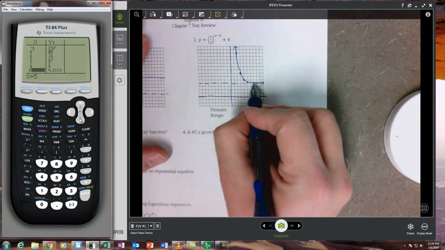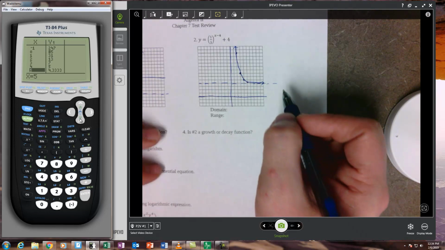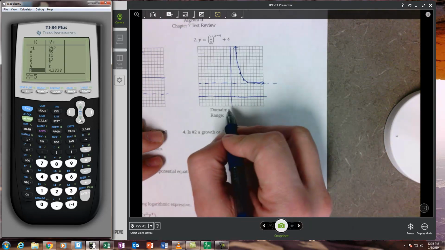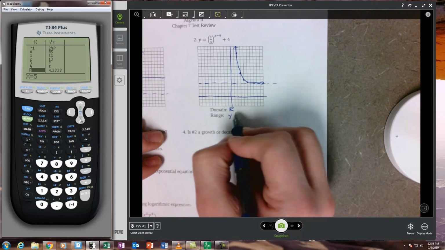Try not to bump into it. Try to make sure it's clear that you're staying above it. And the way that we prove that we're staying above it, or make it clear, is through the domain and range. Domain, again, is all real numbers. Here are the y values. The graph is always above positive 4.